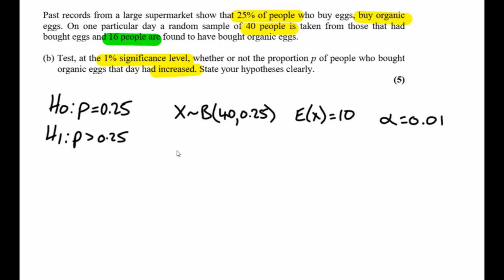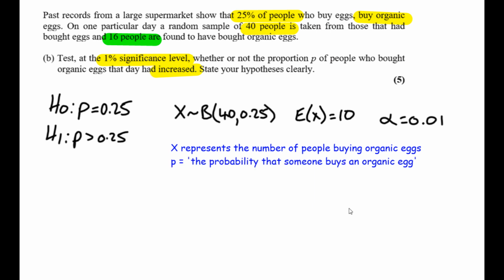Okay, so a couple of things to be clear about. What does X represent? What does P represent? So be careful that you specify we're talking about the organic eggs. If you'd said that this was just people buying eggs, that would be slightly incorrect and you wouldn't get your credit here. Let's also say what P represents. P represents the probability that someone buys an organic egg. Just down to variations in the mark scheme, sometimes this is a mark. So just get in the habit of making sure that you state these two things as you're doing your hypothesis test. Too much of a straightforward mark to be missing out on.